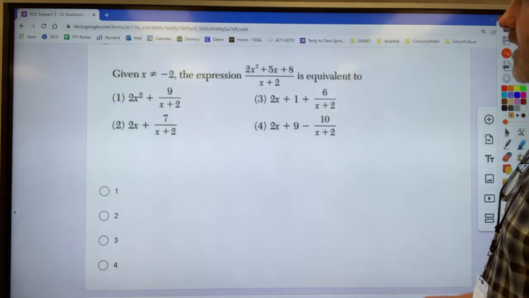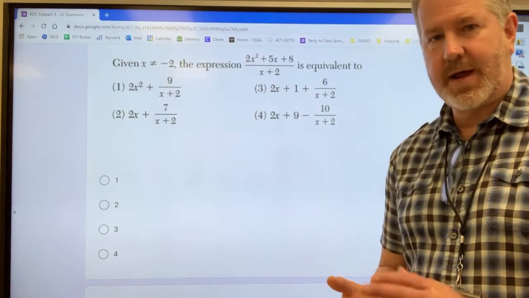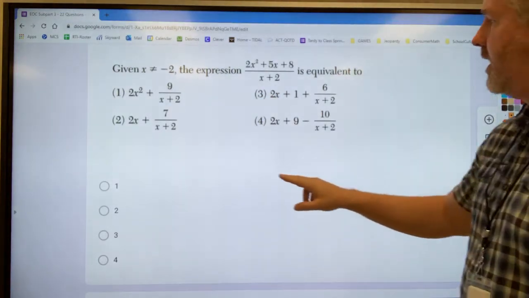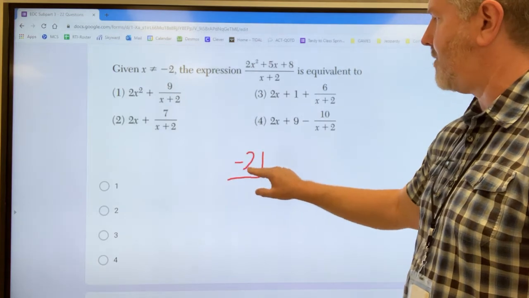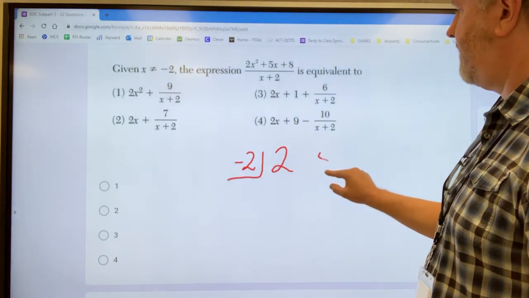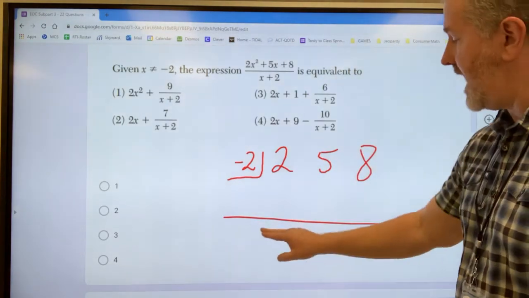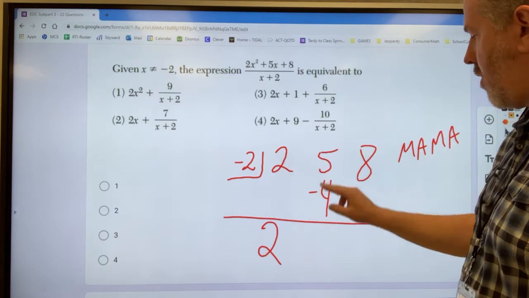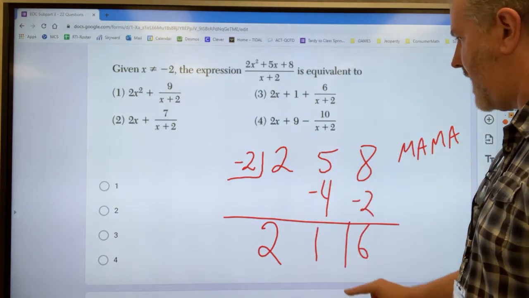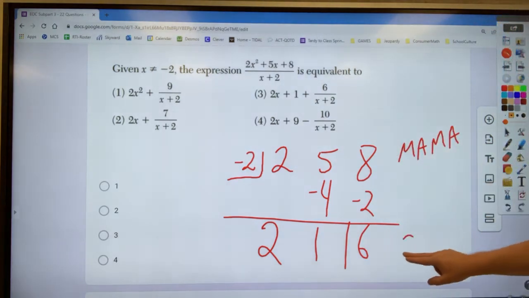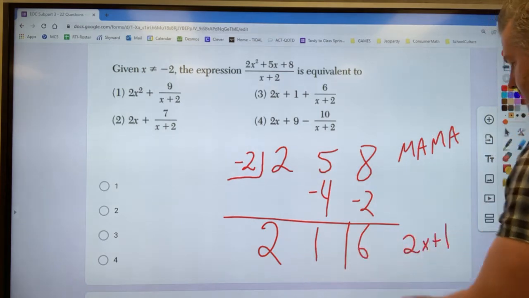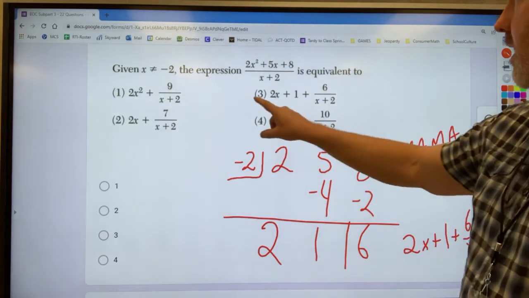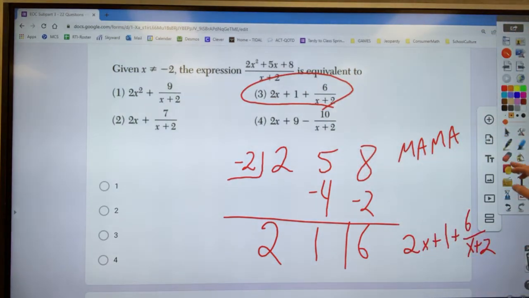All right, so I was working with this one for a few minutes earlier, and then I realized it is just synthetic division. We're dividing by a single binomial there. So I'm going to set up my synthetic division. Remember, divide by the opposite of the constant. 2, 5, 8. First step, drop down. Then it's mama. Multiply, add until you get a remainder. Drop down, multiply, -4, 1, multiply, -2, 6. There's my remainder. So it's equivalent to 2x plus 1, that's where that comes in, plus the 6 over what I divided by, x plus 2. So 2x plus 1, there it is right there. So number 3 should be the answer on that one.